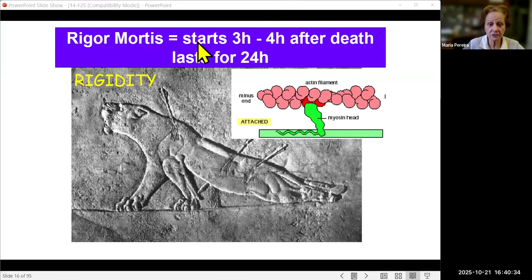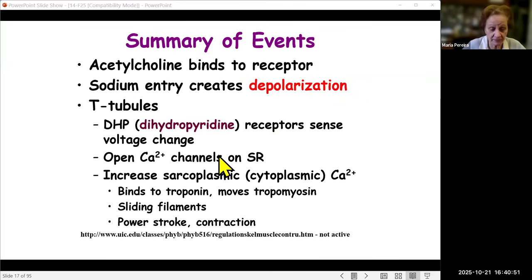And it only stays like this for 3 to 4 hours after death, because then after 24 hours, everything deteriorates and the cross bridges come apart. No more cross bridges. Okay, so here is the summary of events that I explained.